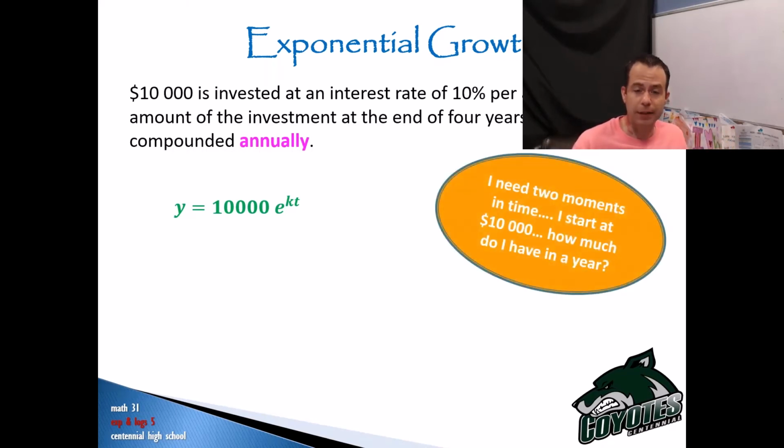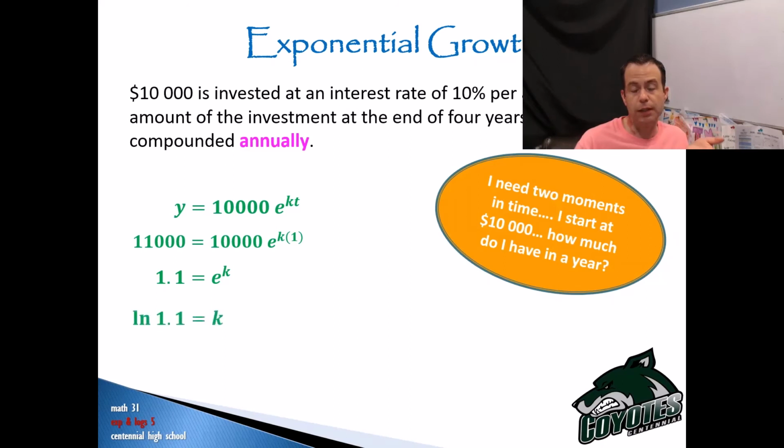So how much would I have in a year? Well, I'd have 10%. 10% of 10,000 is 1,000. So I know that in 1 year, my investment would be worth $11,000. So my second moment in time is 1 year is $11,000. That's what I stuck in for t and for y. That's going to give me enough information to solve for k. So I'll divide both sides by 10,000. I get 1.1 equals e to the k. Switch that to log form, so that will be ln of 1.1 equals k.